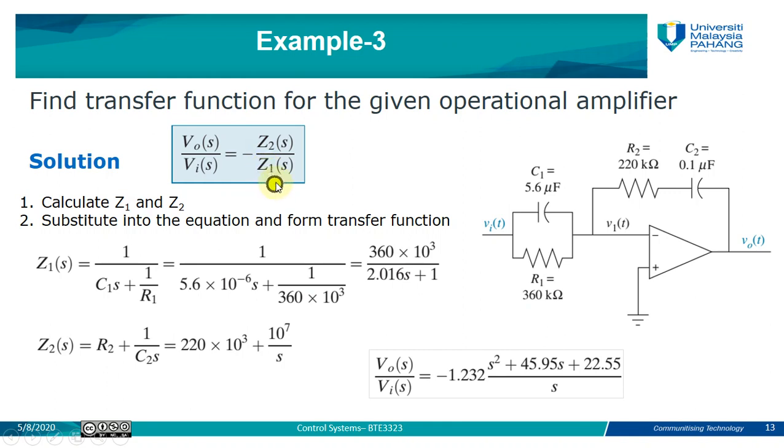This is the first step. After you know which type of operational amplifier you have, you substitute the values of Z2 and Z1. So how to find the value of Z2? Z2 represents the output impedance. In this case, the output impedance consists of a resistor connected in series with a capacitor. The input impedance represents a resistor connected in parallel with a capacitor.